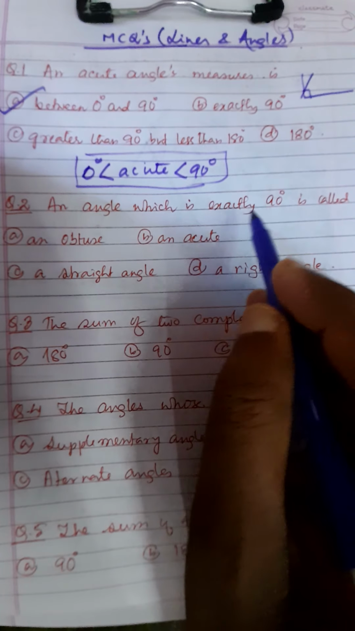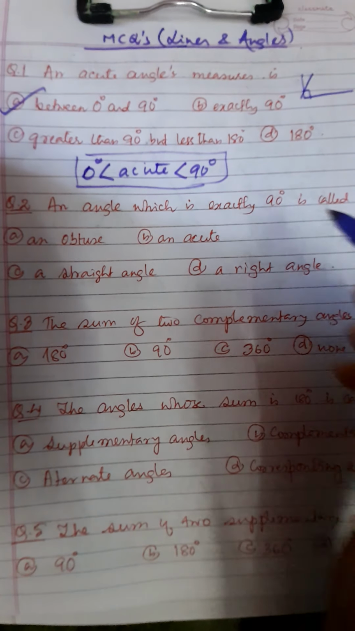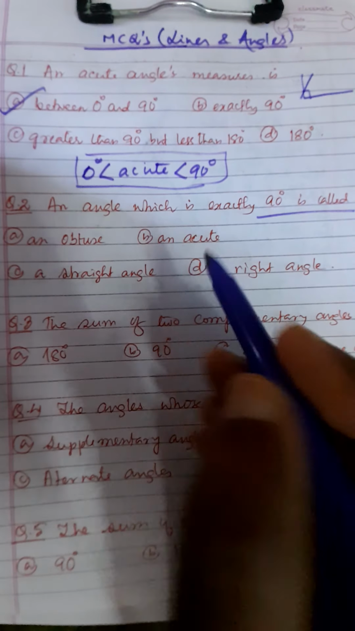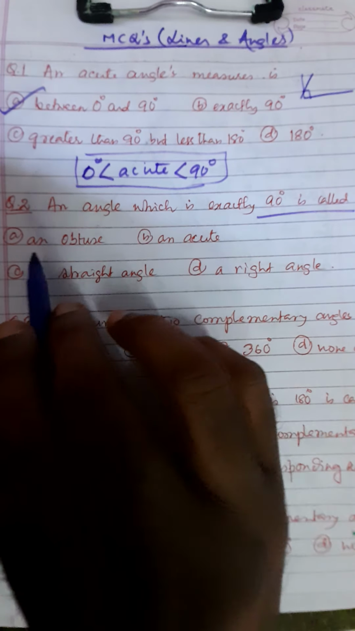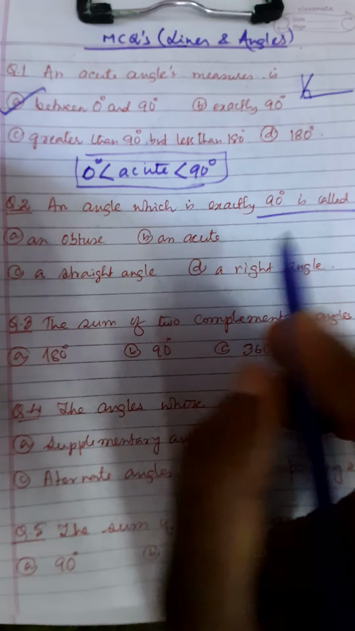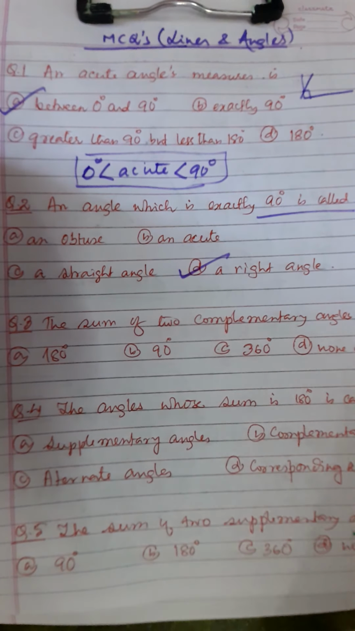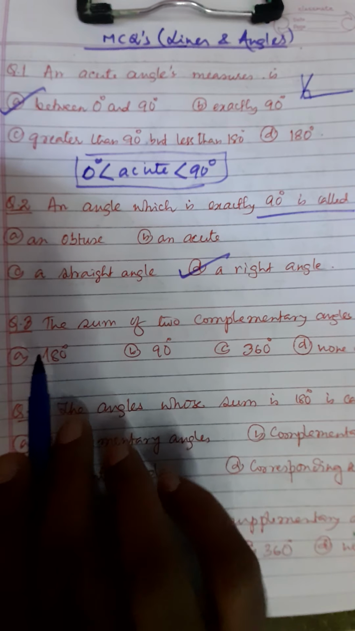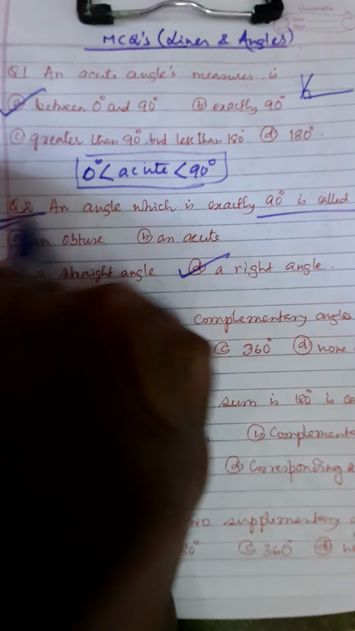An angle which is exactly 90 degrees is called what? A right angle. This is not an obtuse angle, not an acute angle, not a straight angle, but a right angle. Option D is the correct option, a right angle. Next question. Question number 2 is finished.